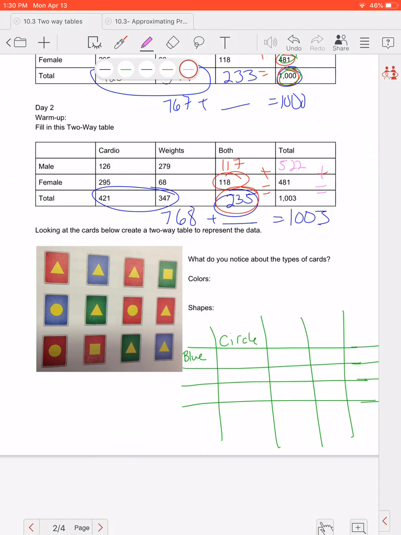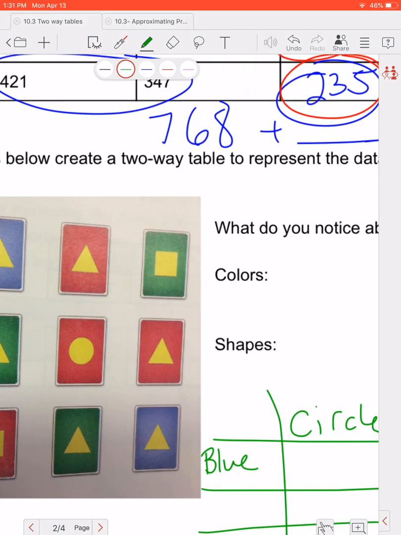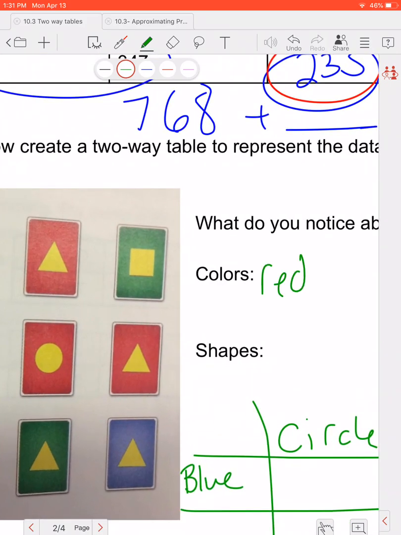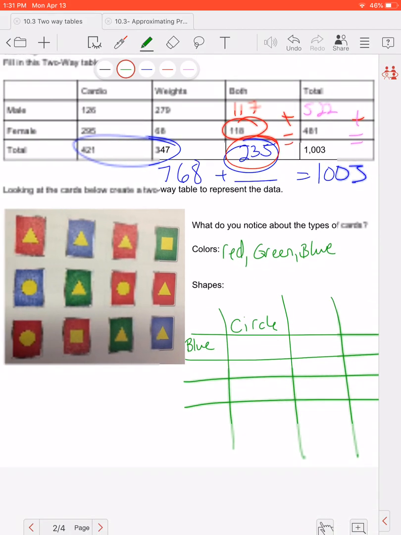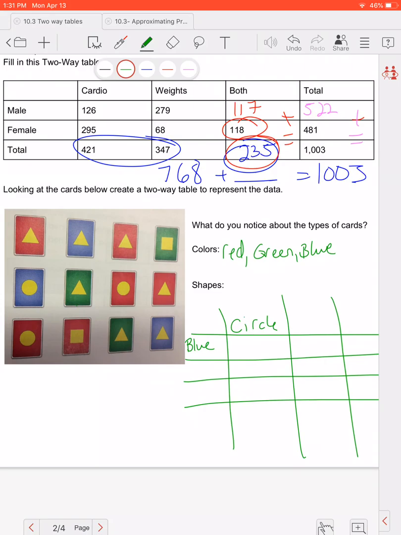Today we're going to practice what do you do if you're just given a bunch of information and you need to make your own two-way table. So when we have a two-way table, we need two pieces of information. That's what gives you your rows and your columns. Okay. So here, when I'm looking at these cards, I notice that we have different colors and we have different shapes. So the colors, we have red, green, and blue. Okay, so I can say yes or no to is it green, is it red, is it blue.